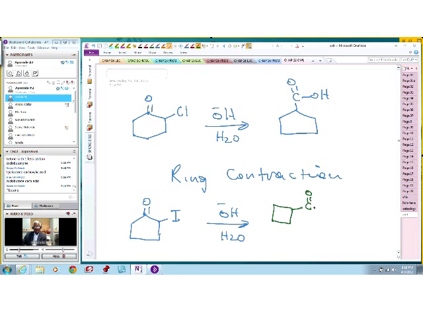So the Favorskii reaction is an excellent reaction for the synthesis of cyclic carboxylic acids using what we call ring contraction. In other words, if you start with a cyclic ketone with an alpha halogenated carbon, then you could react with hydroxide to form a cyclic carboxylic acid.